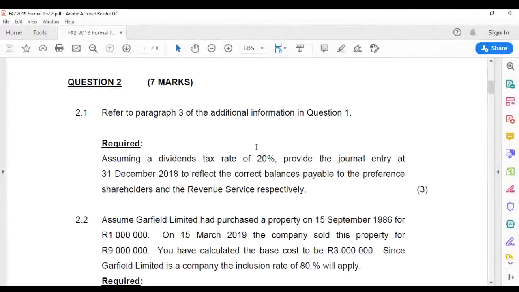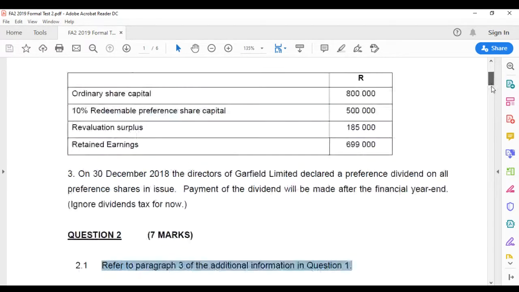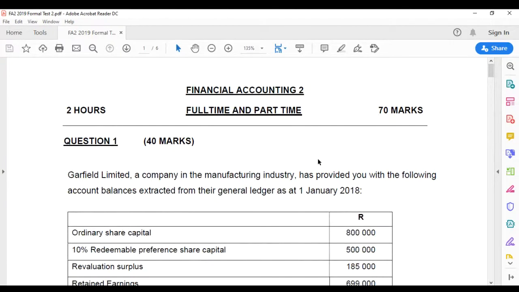Now, Mr. Borman always draws a very nice timeline. I'm not so good with that, but it is a very handy thing to do. But as you can see there, we are dealing with a financial year that is into 2018. We'll see when the financial year ends soon. But we know that this event takes place on the 31st of December 2018. Now, even though we're going to focus on questions 2 and 3, clearly they refer us to paragraph 3 of the additional information in question 1. So we'll have to have a look at some part of question 1 as well.